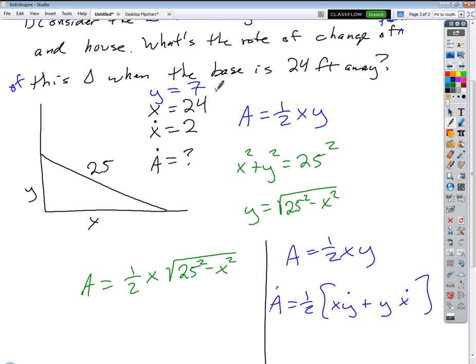Is it easy to find y dot? Well, kind of, isn't it? Because look at this equation right here. We've got a pretty easy equation that relates x and y, right? If I differentiate that like we did last time, what did we get? We just got 2x, x dot, plus 2y, y dot equals 0. So in other words, y dot equals negative 48 over 7.